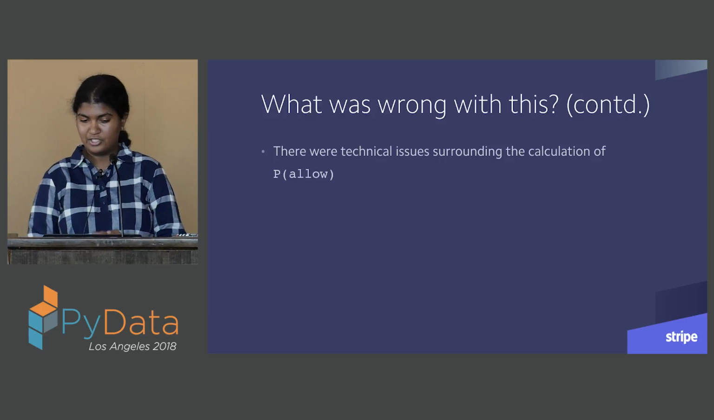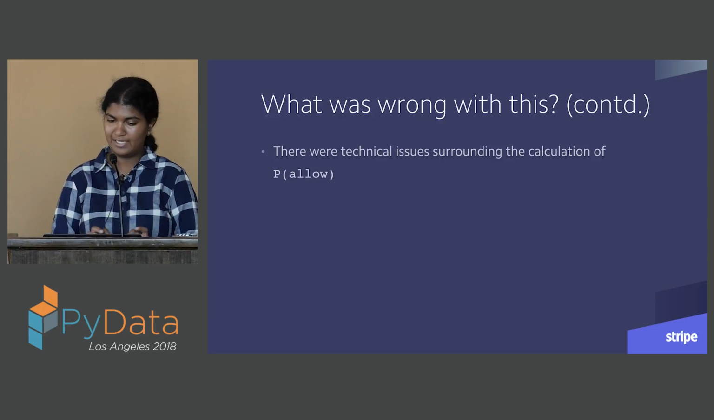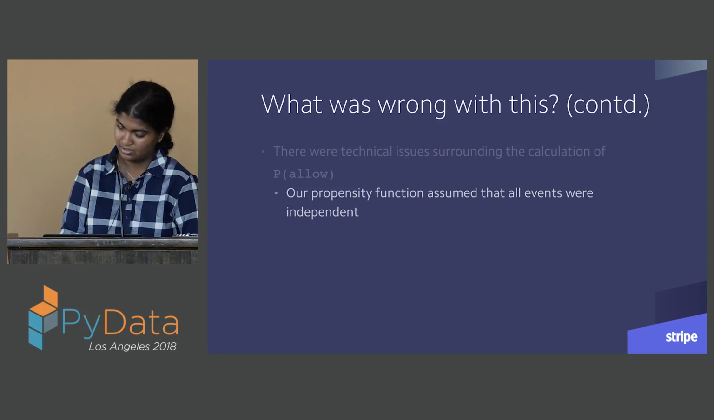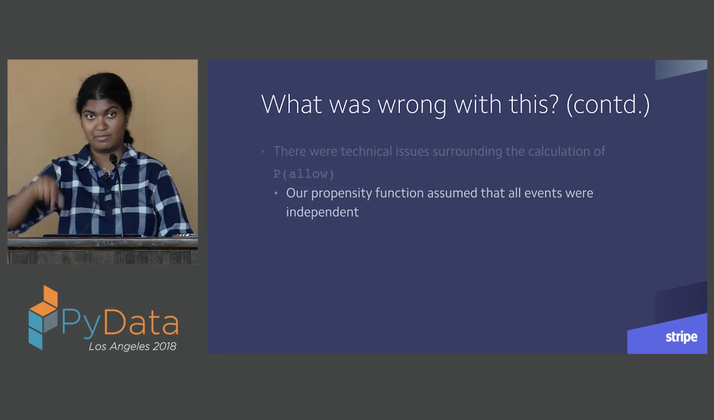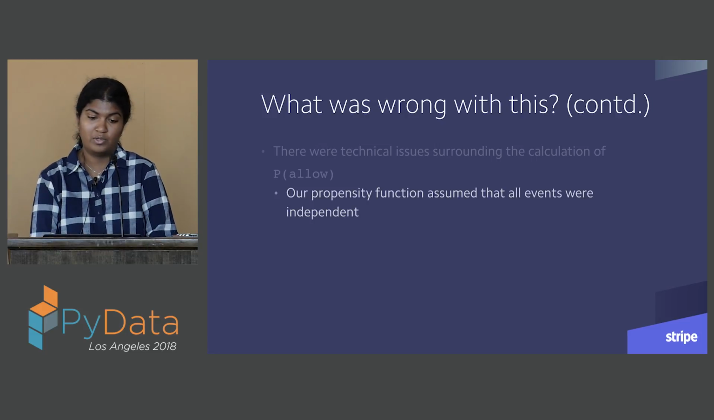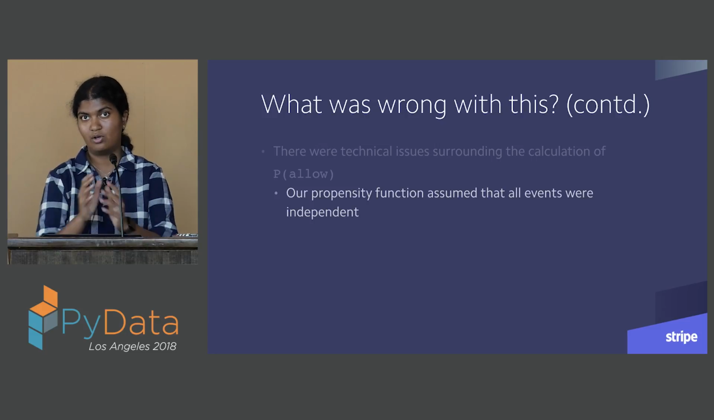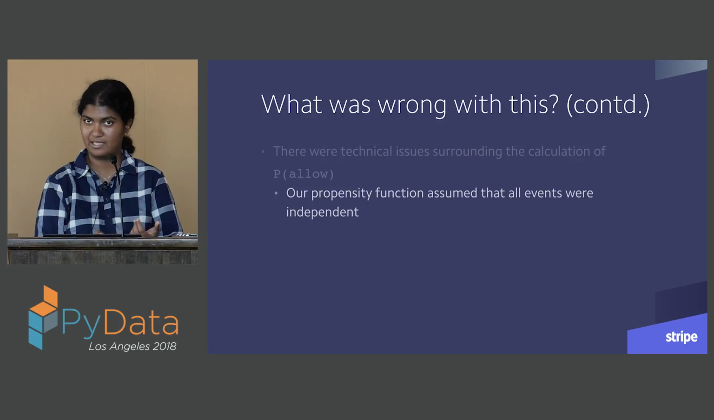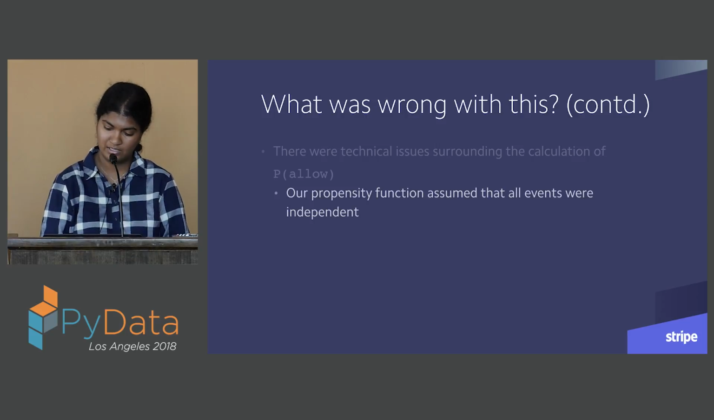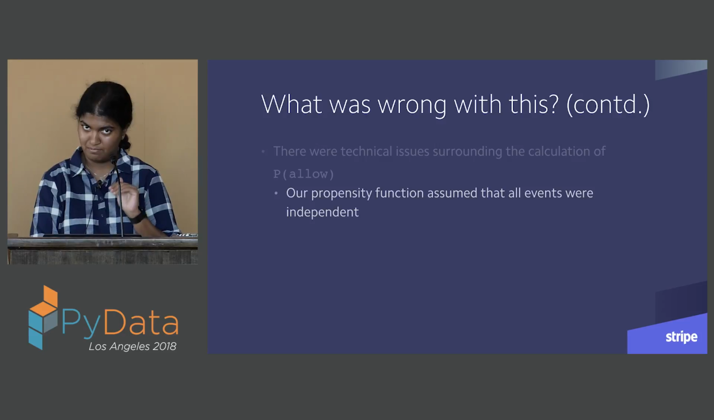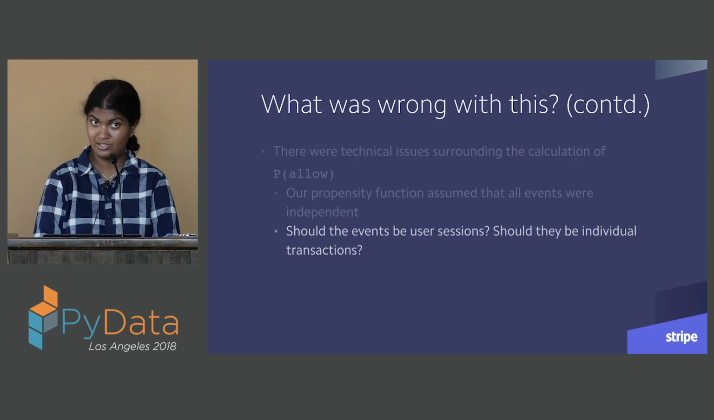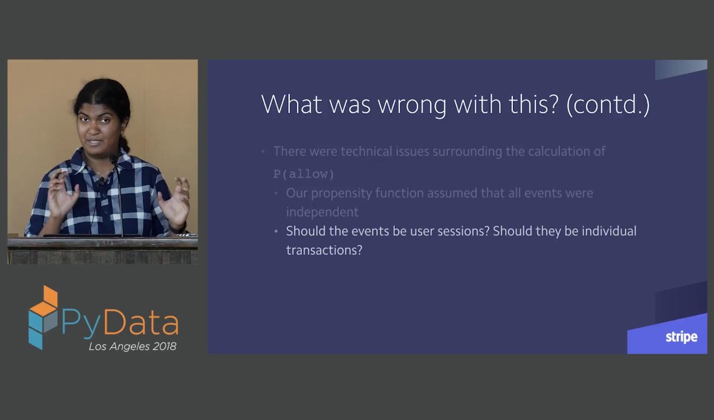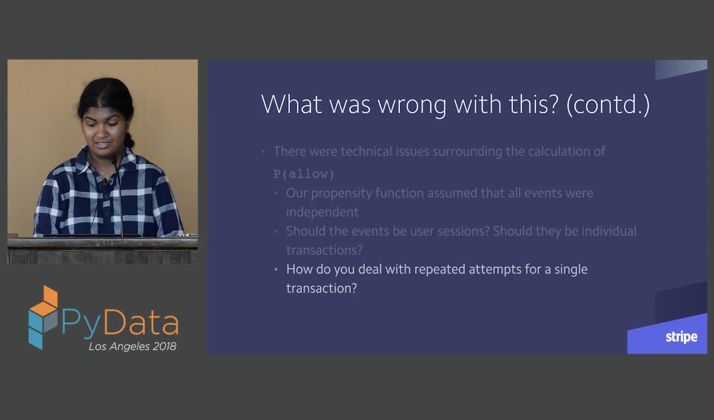Secondly, the calculation of p allow was not as straightforward as it sounds. When we designed that propensity function with the inverse probability of reversal, the function assumed that all events it was fed to calculate p allow for were independent events. But what does that mean for us? Does this mean the events should be user sessions, where each user session is an independent event? Should it be each individual transaction?